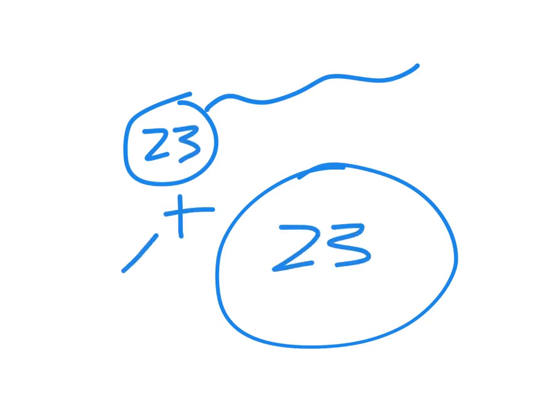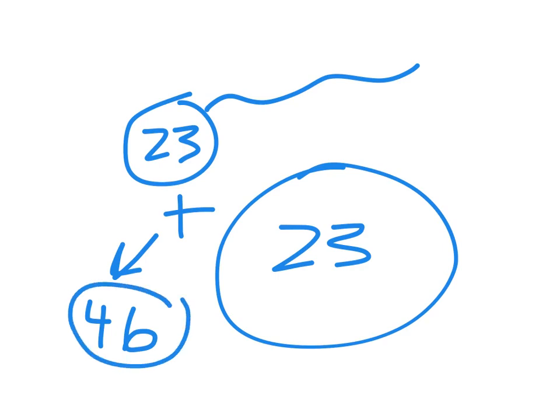And together that produces a single cell embryo that has 46 chromosomes, two of each. 2n equals 46. So this is n, 23, n, 23. And that's 2n. Diploid organism, 46 chromosomes. So that's how you do the math.